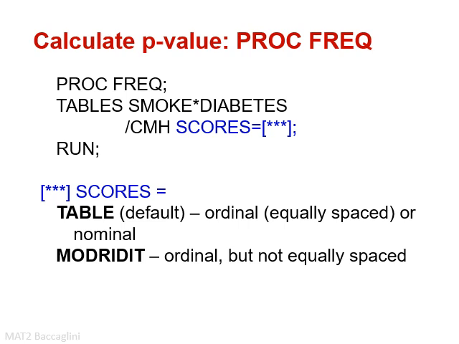In SAS, we use PROC FREQ, tables smoke by diabetes. Let's just say that these are the names of the 2 variables, and then /CMH and scores, and then run it. Scores will be either the table default, which is the default, so we don't actually need to write it, or will be the modified ridit. You will use modified ridit if the outcome is ordinal but not equally spaced.